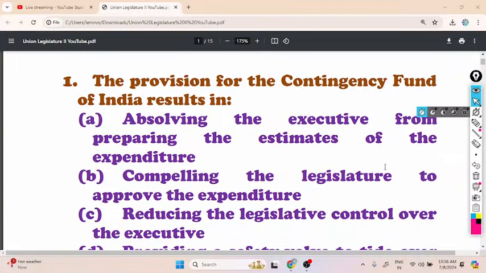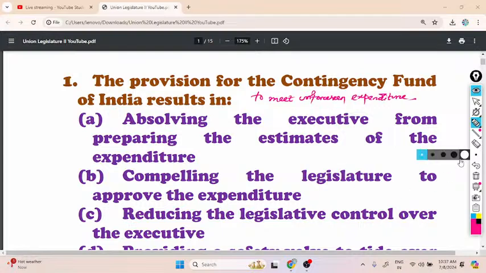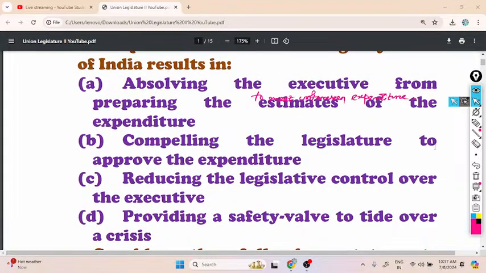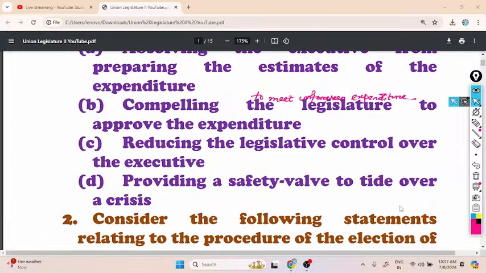So what does it do? It enables the government to meet unforeseen expenditure. So let us see which option matches this provision. Option A, absolving the executive from preparing the estimates of the expenditure. No, there is no such sense at all. Compelling the legislature to approve the expenditure. No. Reducing the legislative control over the executive. Not at all. Providing a safety valve to tide over the crisis by the executive. That will be the best option.